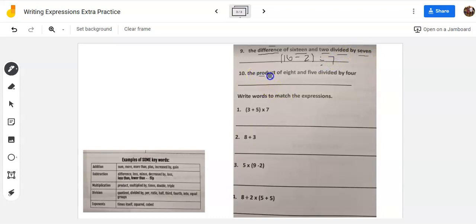And now let's look at number 10. Product means we're multiplying. 8 means 8. 5, we're going to write a 5 over top. Divided, we're going to put a division sign, by 4. So I have the product of 8 and 5. Product means multiplication, so I'm going to do 8 times 5, and then divided by 4. I do not have to put parentheses around my 8 and my 5 because according to order of operations, when I have multiplication and division, I go from left to right. So I'll be doing my multiplication first.